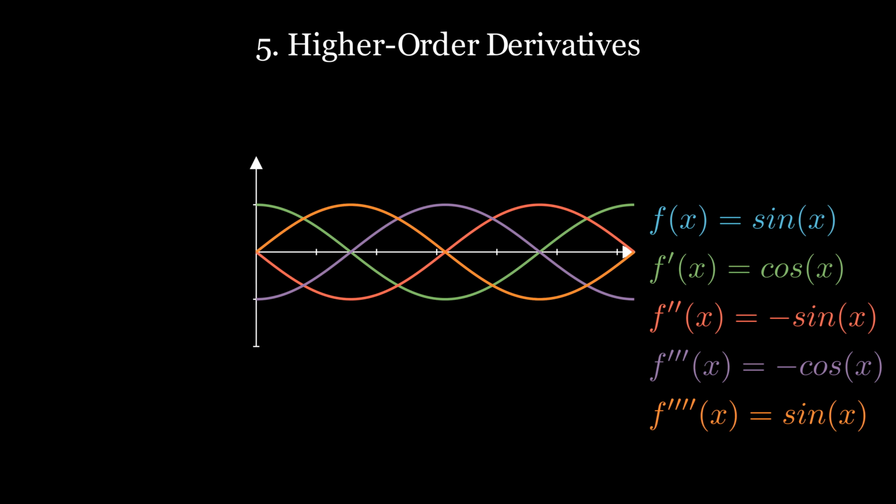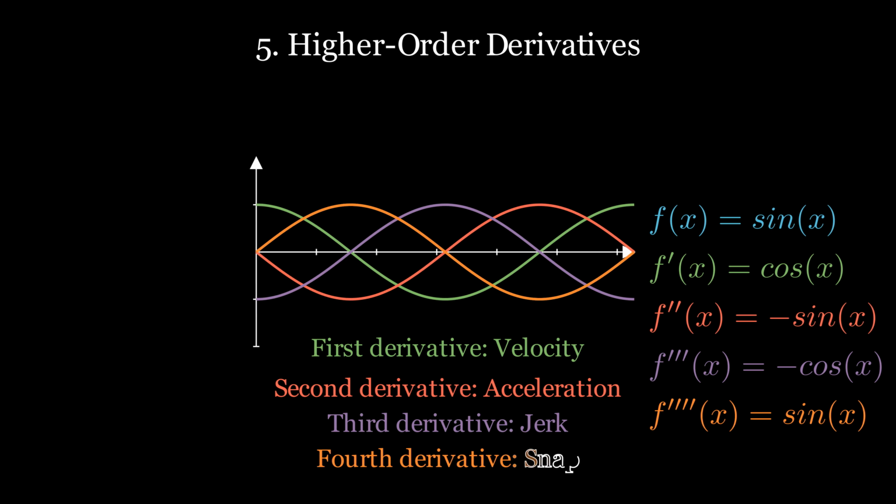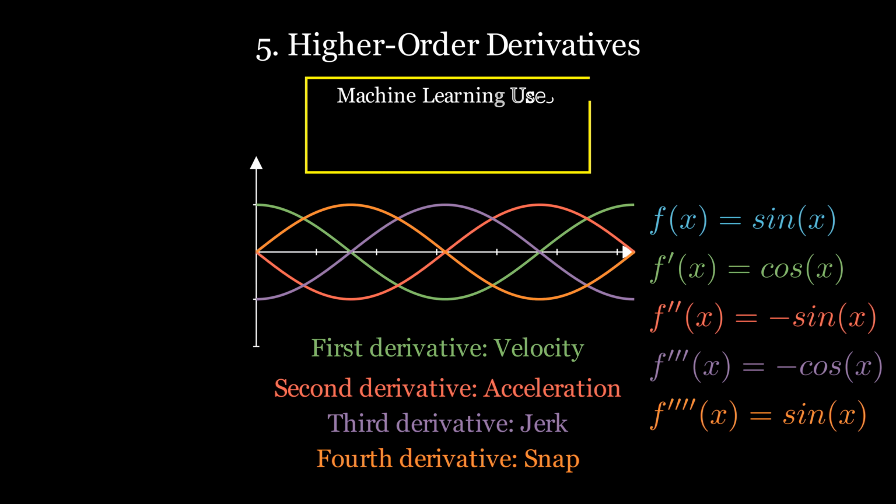This pattern continues infinitely. Each derivative has special names in physics. Velocity for first, acceleration for second, jerk for third, and snap for fourth derivatives. In machine learning, derivatives power optimization algorithms. Gradient descent uses first derivatives to find minimums, while Newton's method uses second derivatives for faster convergence.